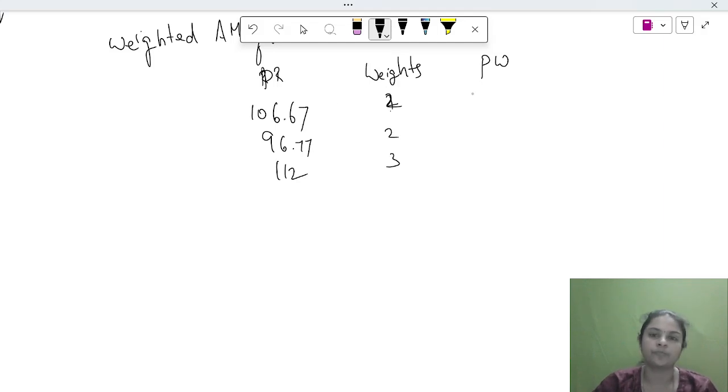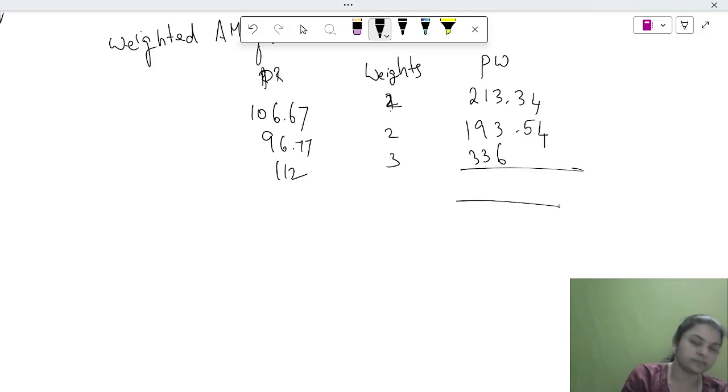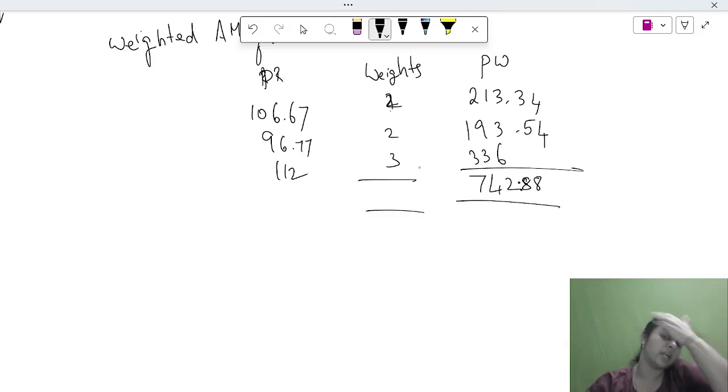67 into 2, 213.34, 96.77 into 2, 193.54, and 112 into 3, 336. Take the total, which is 742.88, divided by the total of the weights.